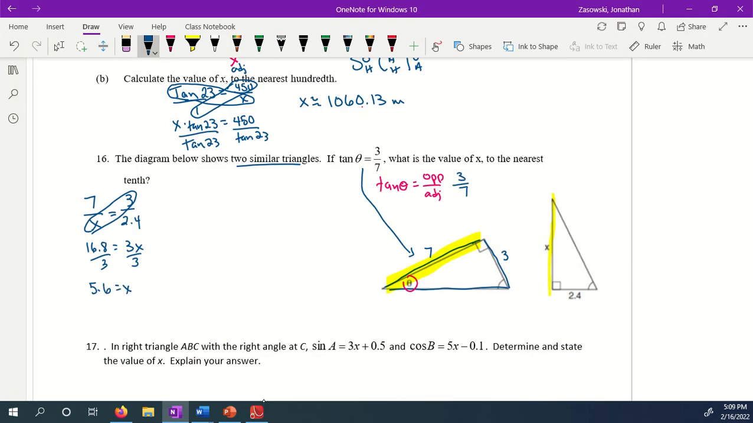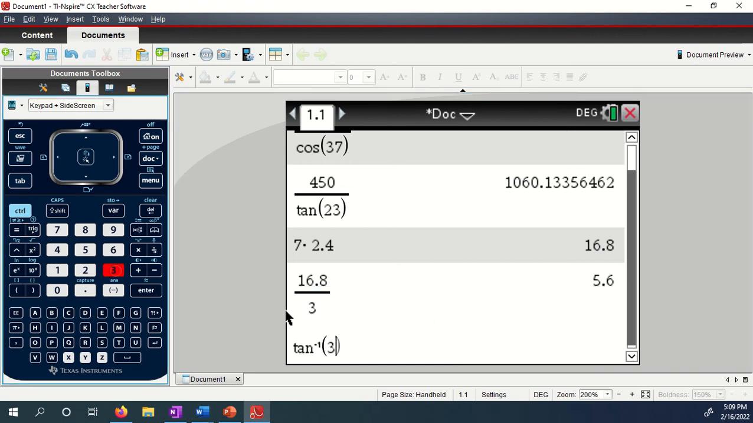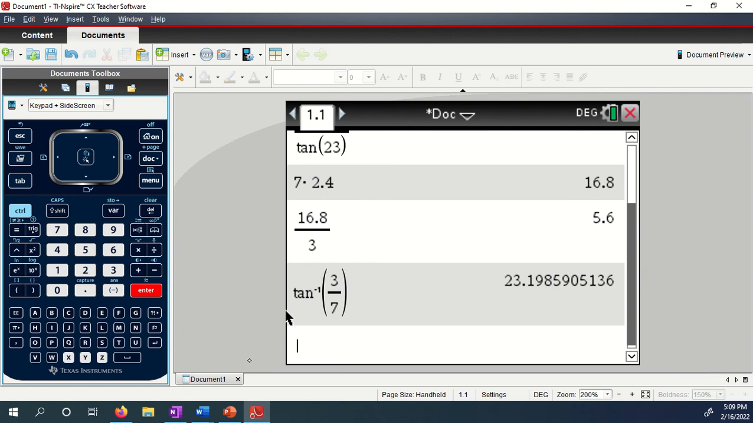Okay, that's one option. Option number 2 is actually to use the angle measure, because this angle, if you remember, is equal to this angle in our triangle. So whatever theta is, this is the same number of degrees. So I can use tangent here to solve. If tangent of theta is equal to 3 over 7, then theta equals the tangent inverse of 3 over 7. So if we go trig, tangent inverse, 3 over 7, we're going to get this answer right here.